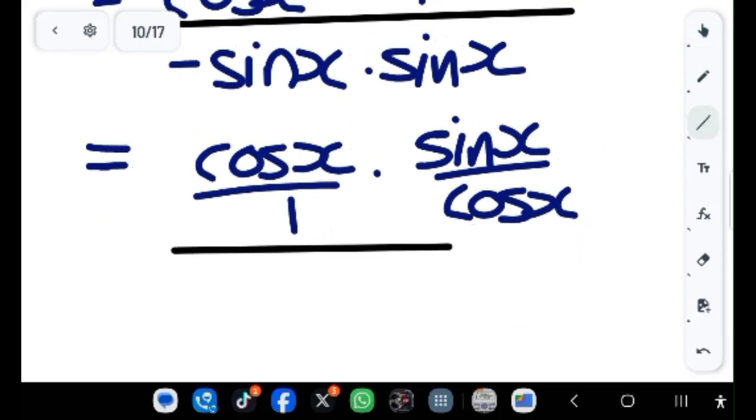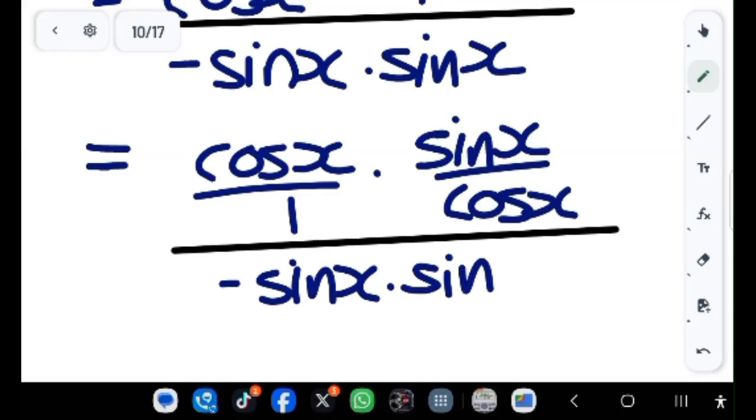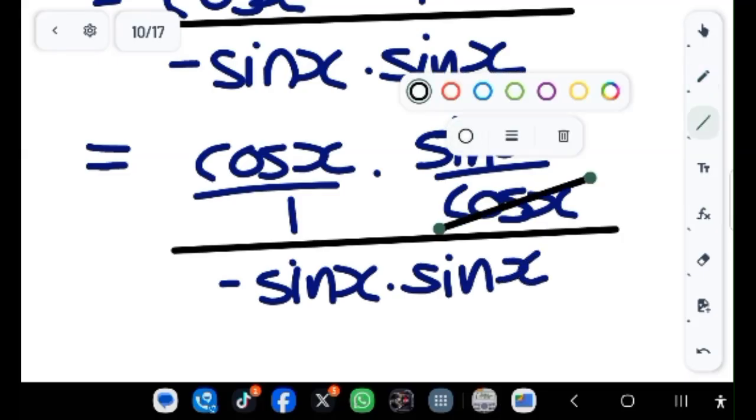All right, all over minus sine x times sine x. We can have those over 1, but for now it's not important. So let's now cancel these cos's.